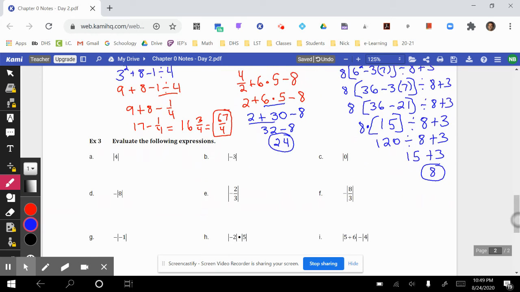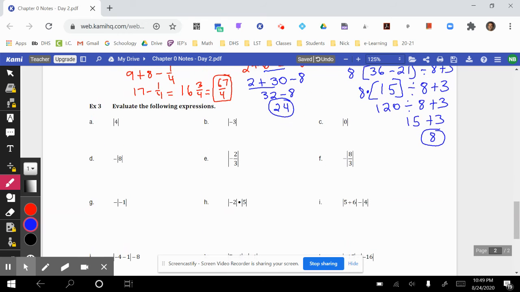Last examples here. We've got example 3. We've got a bunch of absolute value problems here. These will be quick, right? Again, remember, absolute value is the distance from 0. So the absolute value of 4 is just going to be 4.